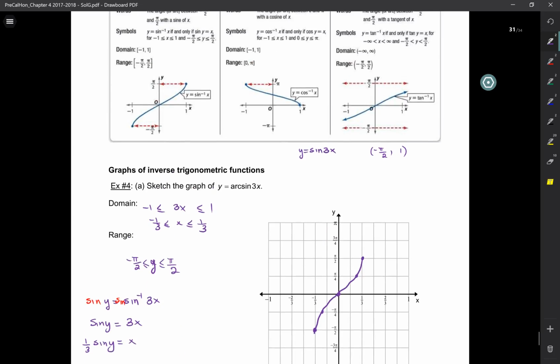So this is what it will look like. It's important that you have the endpoints because you know that it's a restricted domain and it doesn't go above or beyond that. Okay? Now, students like to give this much more of a curve than it should have. Just make sure that it curves once like this and then once down. So it's like a right side up cup here and then an upside down cup over there. All right, so let's do a tangent.